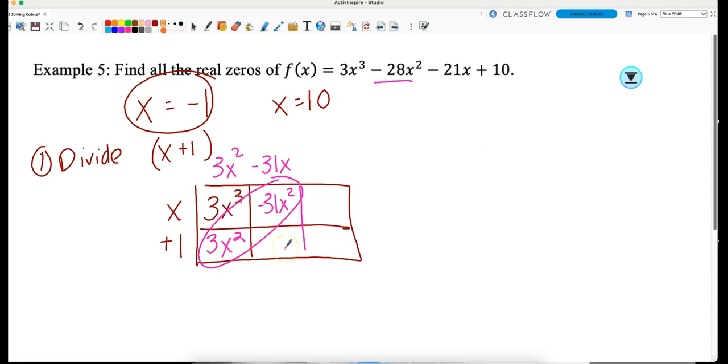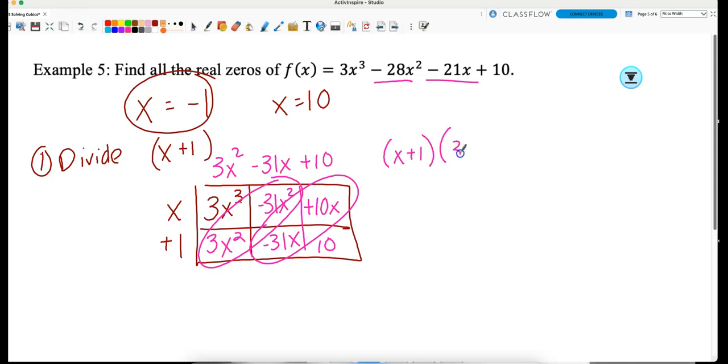The bottom will be a -31x again, because I'm multiplying it by 1. I don't want a -31, I want a -21. So I'm going to have to put a positive 10x in the diagonal to force a -21. The top box would be a 10. The last box would be a 10. Now I went through that pretty fast because we've already been through dividing. Now that tells me that 3x squared minus 31x plus 10 is a factor.